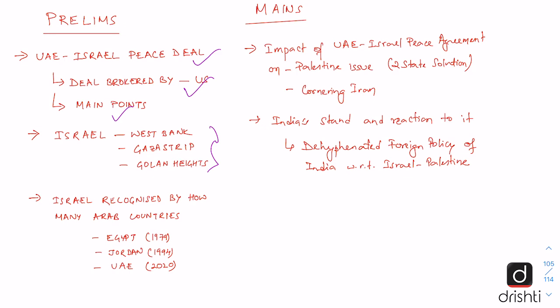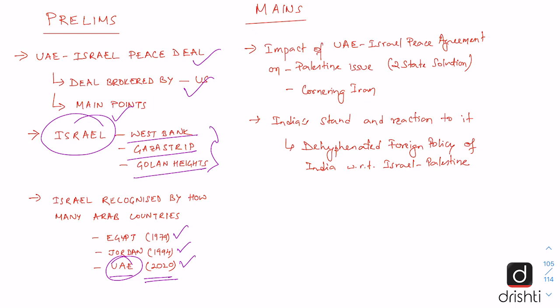Also, map-based questions can be asked. So one should be clear about Israel and its location on the map, about the location of UAE and the location of places such as the West Bank, Gaza Strip, Golan Heights. Another question in prelims can be asked on how many countries have recognized Israel and when. So Egypt was the first one in 1979, Jordan followed in 1994 and now UAE in 2020. And UAE is the first Gulf country and the third Arab country. That also we should know.